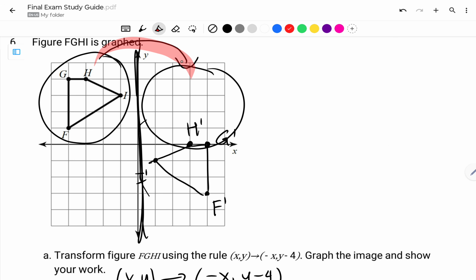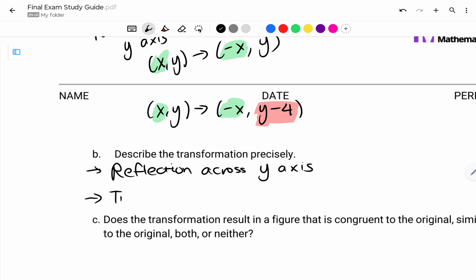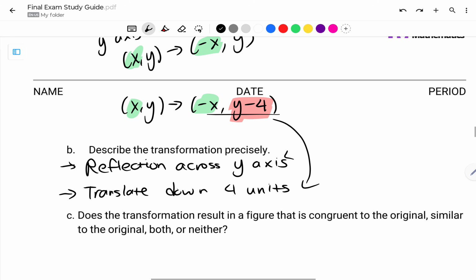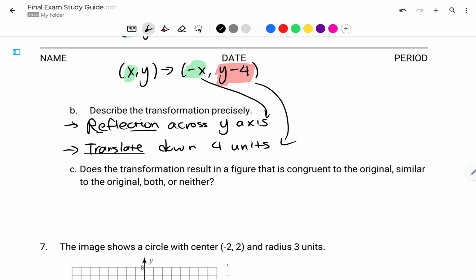And then after that, what do you think this y minus 4 part represents? So we reflected it here. And then what's the y minus 4? It kind of slides down 4 units, right? So that part is a translation. How many units down? Down 4 units. Okay, that's the y minus 4 part, and then the negative x part is this, okay? So you need to be able to look at the rule and decide based on that rule what kind of transformation we have. And that's what you need to remember. So we did a reflection, we did a translation.